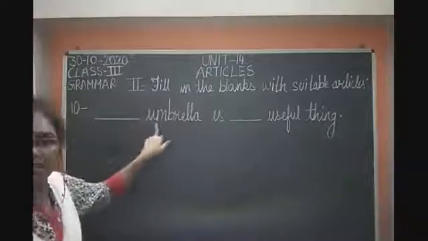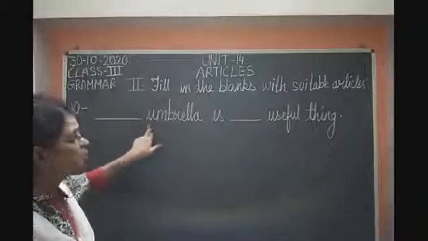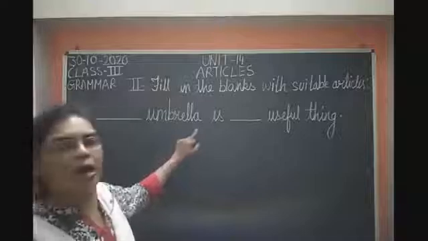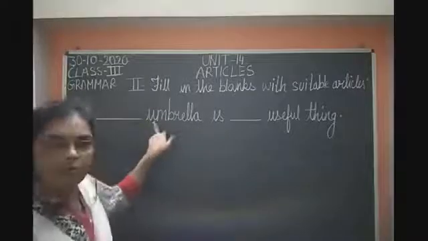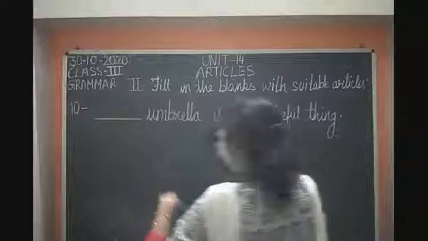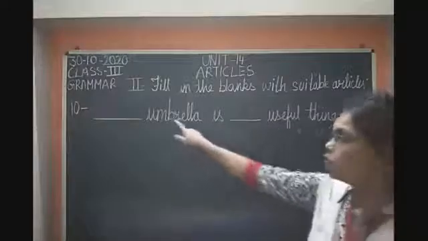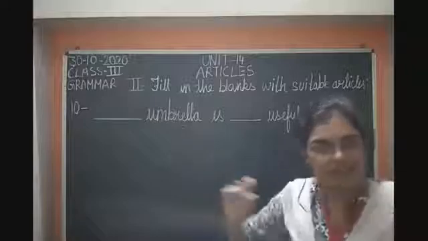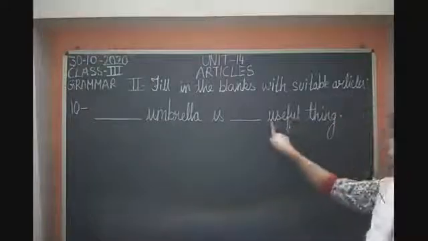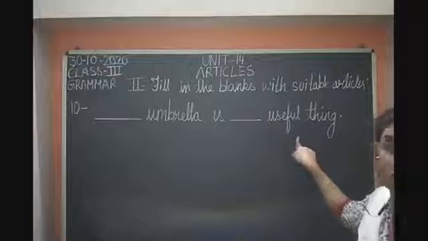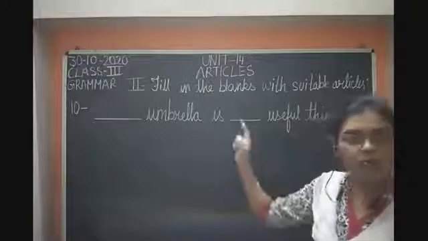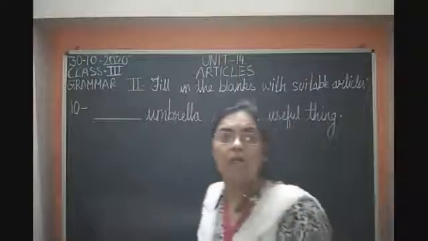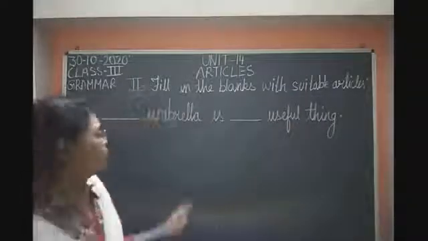Now look at this carefully, right? Umbrella, useful. Now look, both words start with U, but how much difference there is in pronunciation. Umbrella, a vowel sound is coming, whereas useful, that 'yoo', Y sound is coming, that means consonant sound is coming. So now we need to fill in the article as per the sound of the words.